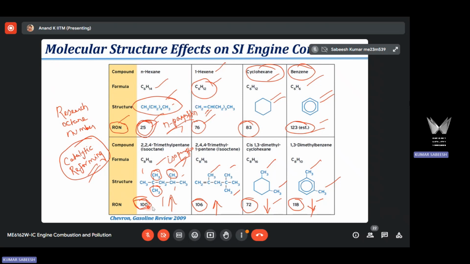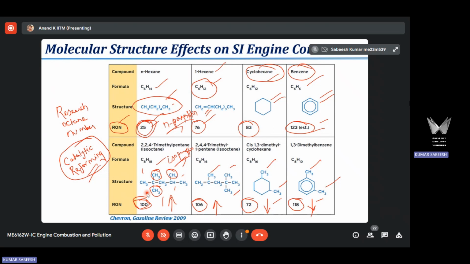That's why you have an improvement in the octane number, especially for case 1, which is a normal paraffin class. You are converting that into isoparaffin through this catalytic reforming that significantly improves octane number. Okay, this is what our refinery does to improve the antiknock quality of gasoline.